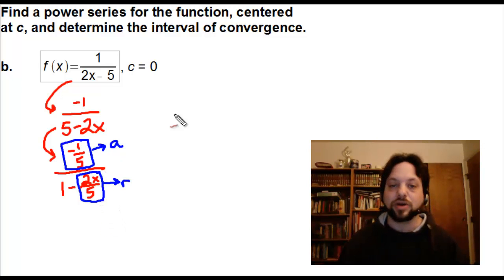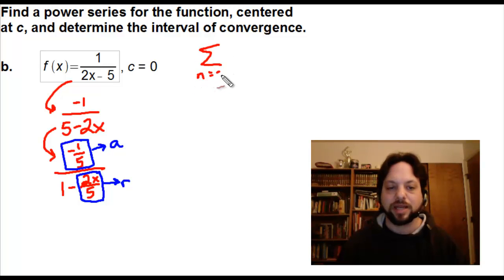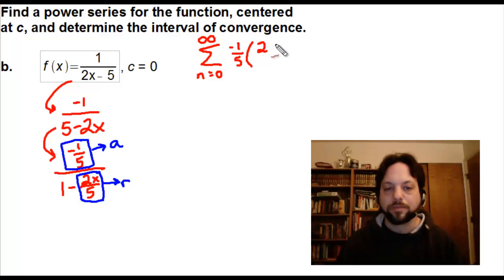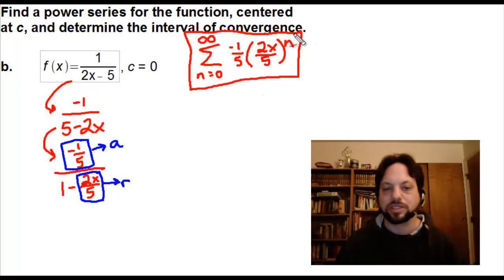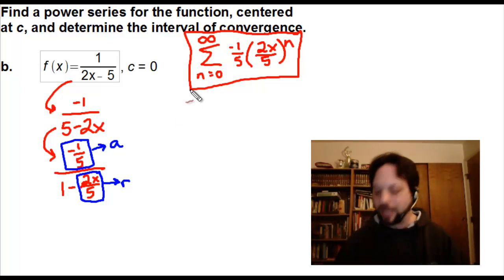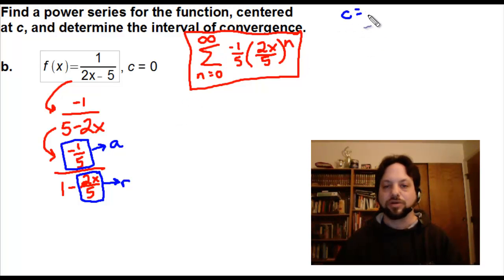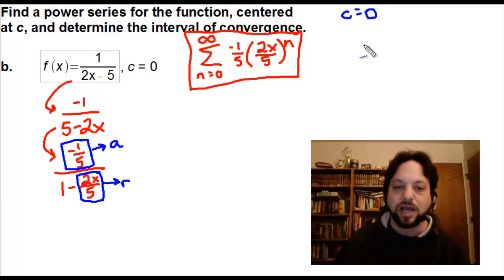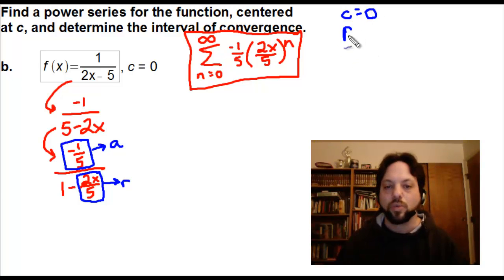So, this being the case, let's go ahead and write our series. This will be the sum from n equals 0 to infinity of a, which is -1/5, multiplied by r to the nth power. And that is going to be our series. Now, in order to check for convergence or divergence, remember again that our center is at 0. Don't forget that fact. That's a very important fact. And let's go through and find what our radius of convergence will be.